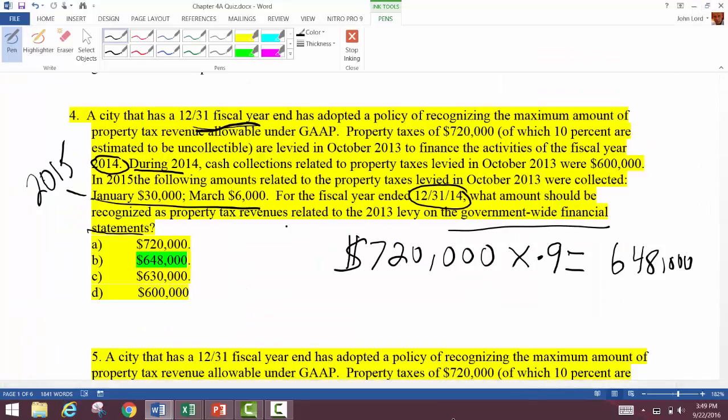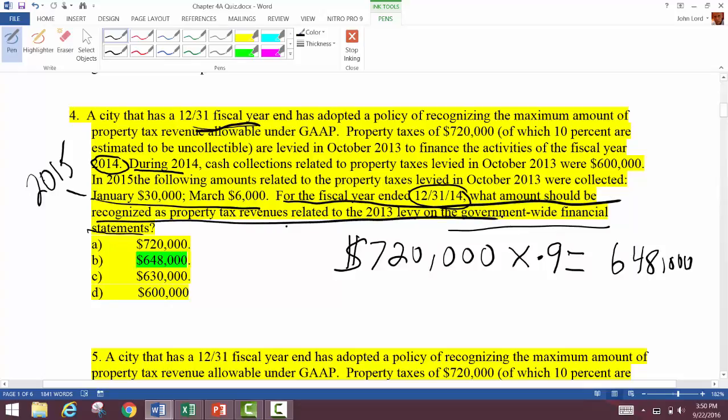Okay, so let's just go ahead and take a look. And we say that a city has a 12/31 fiscal year end and adopted a policy of recognizing the maximum amount of property tax revenue allowed under GAAP. Property taxes of $720,000, of which 10% are estimated to be uncollectible, are levied in October 2013 to finance activities of fiscal year what? 2014. Now notice they end up asking me here for fiscal year ended what? 2014, what amount should be recognized as property taxes for the levy in 2013?